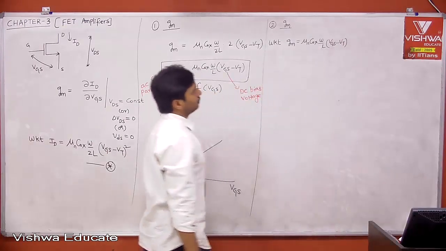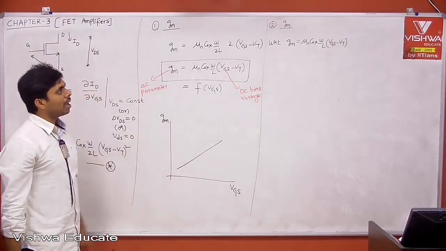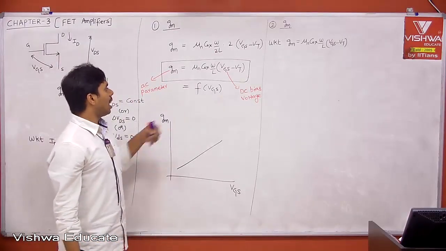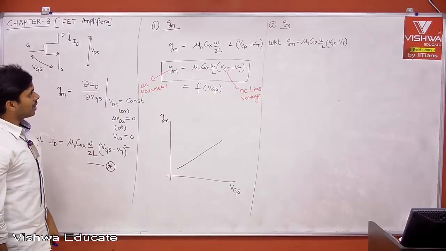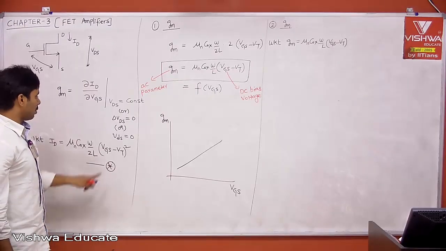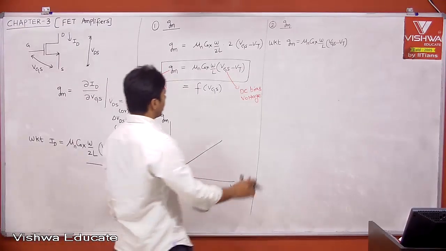VGS minus VT, that is what is your GM. I want to write in terms of VGS. I want to write in terms of ID. Okay, can I convert into ID? Yes. What is VGS minus VT whole square?